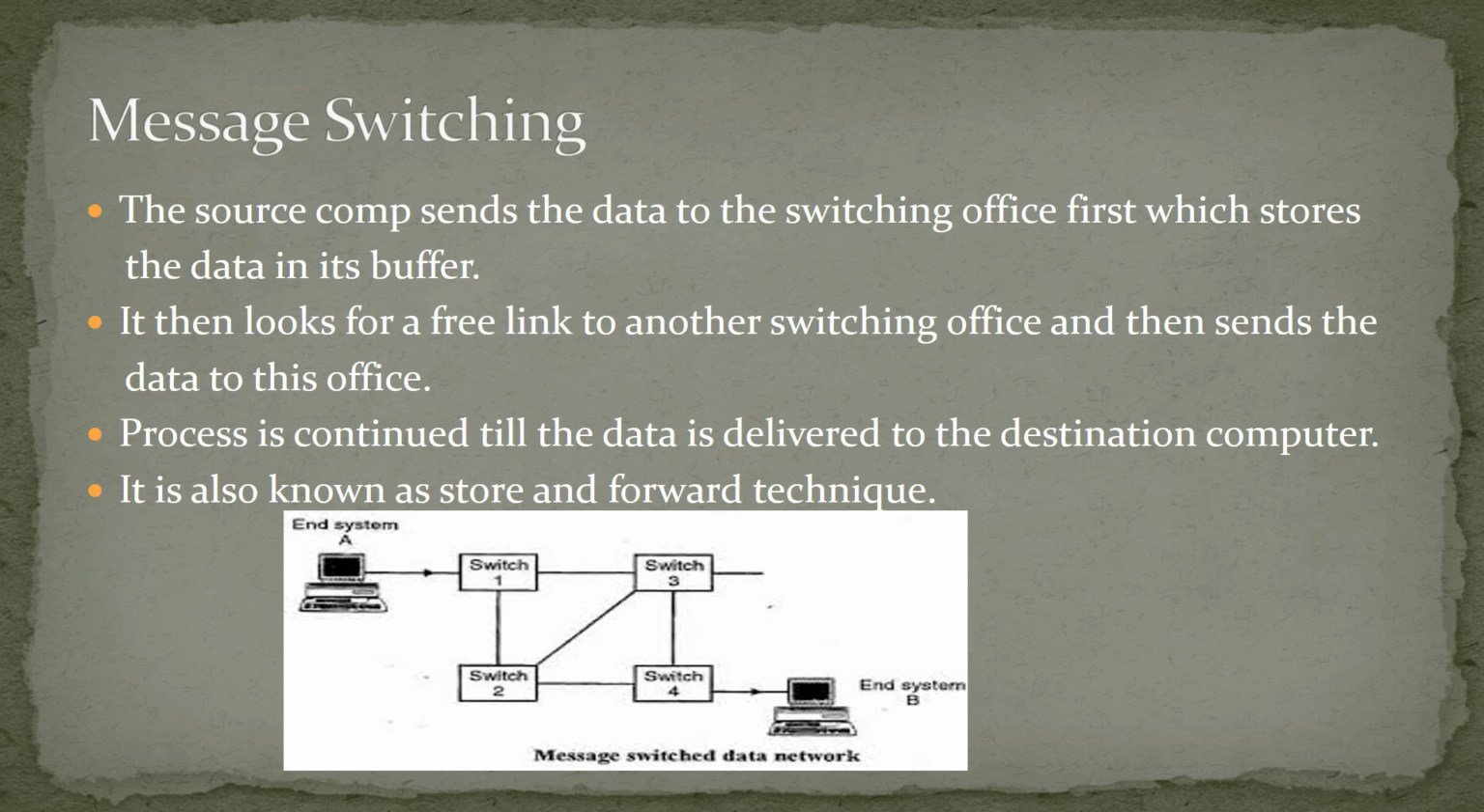As you can see in the figure, the end system A wants to pass some message to the end system B. Now it goes to switch 1. Then if there is some line free at switch 2 or switch 3, whatever line is free, it is further passed, and then it finally reaches the end system, that is B.